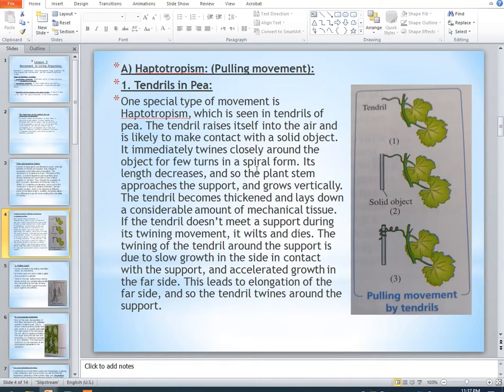The twining of the tendril around the support is due to slow growth on the side in contact with the support and accelerated growth on the far side. This leads to elongation of the far side, and so the tendril twines around the support.